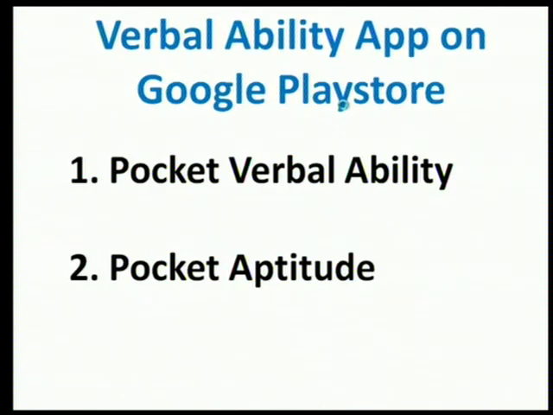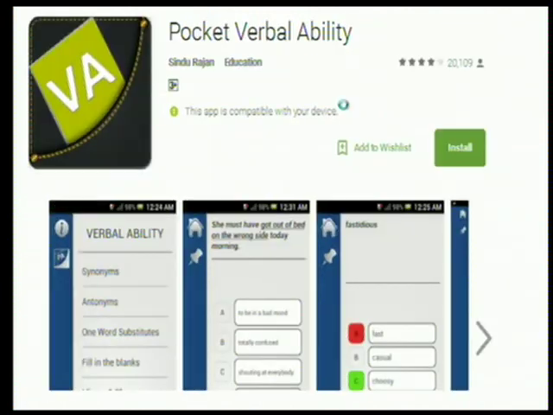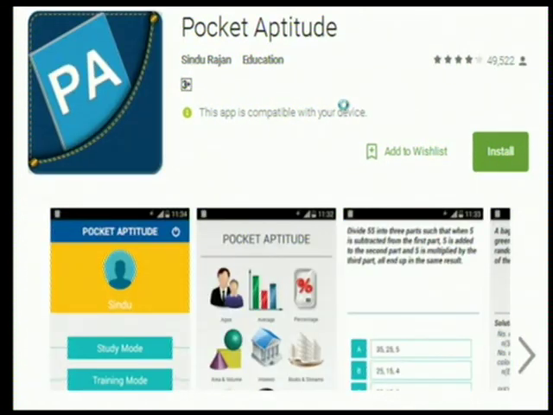Now let's look at some help that you can use free of cost. These are Android applications which you can find in the Google Play Store: Pocket Verbal Ability and Pocket Aptitude. You can download and use them to practice in your free time as much as possible. Please try to practice as much as possible. It's going to help you with your accuracy as well as time management.